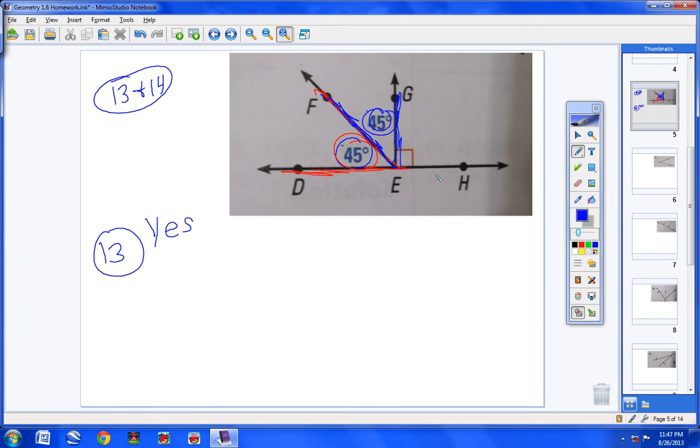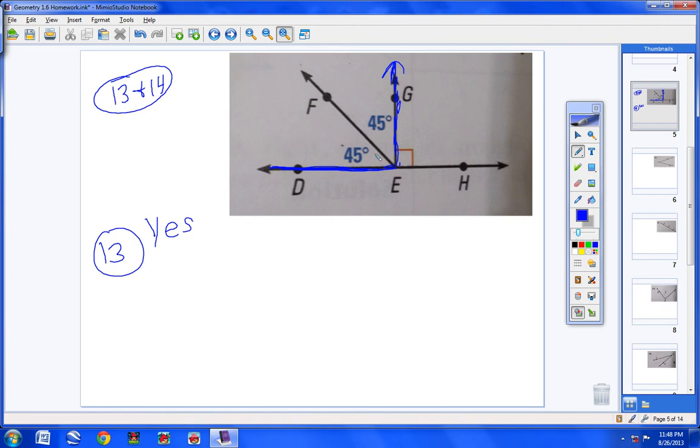Let's take a look at it. Are you ready? Clear all this off. DEG, HEG. Well, look at angle DEG. It's like D, E, and then straight up to G. Do you see that okay?